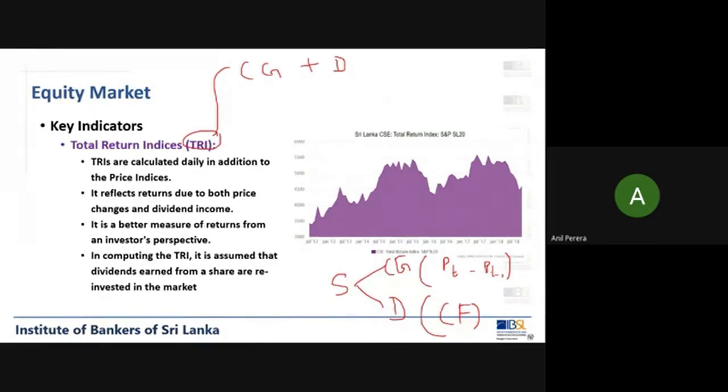Total return index. When you say the word total, that indicates both the price changes and also the dividend income. Why is this needed? This indicates the overall performance, which is important for the investor. He would like to see whether the total returns are on an upward or a downward trend, whether positive or negative. That's why this is calculated. So the stock exchange calculates this total return index and publishes this information.